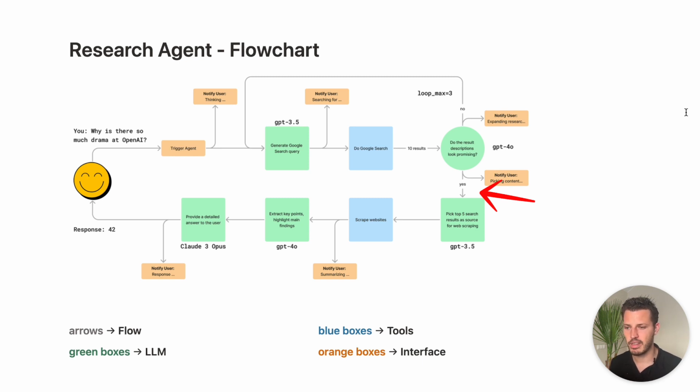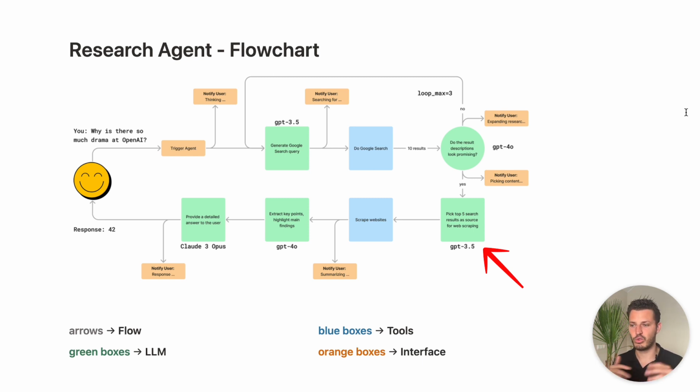And the next step is, hey, GPT 3.5, we have this question right here: why is there so much drama at OpenAI? And we have 20 links here. Do we really need all of them? Which are the 3 or 5 most important websites that could deliver us the results? Because these websites, we want to scrape them. So it's really important that we only process what is really necessary to save money.